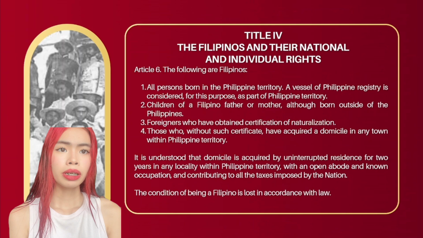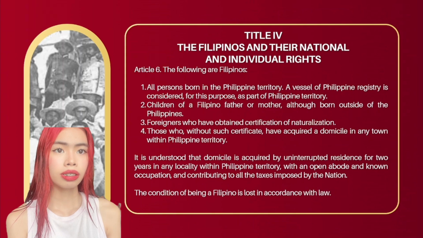Title 4, The Filipinos and their national and individual rights, where Article 6 discusses Filipino citizenship. It defines Filipinos as individuals born in the Philippine territory, children of Filipino parents born abroad, naturalized foreigners, and those who have established domicile in the Philippines through 2 years of uninterrupted residence.